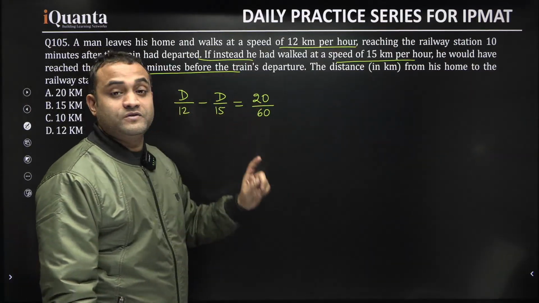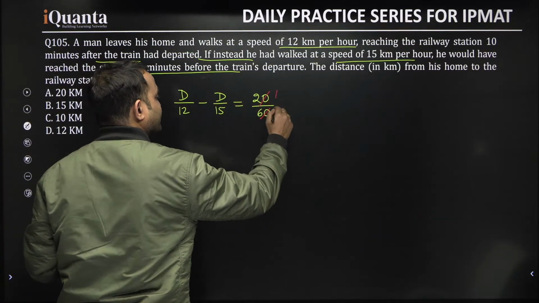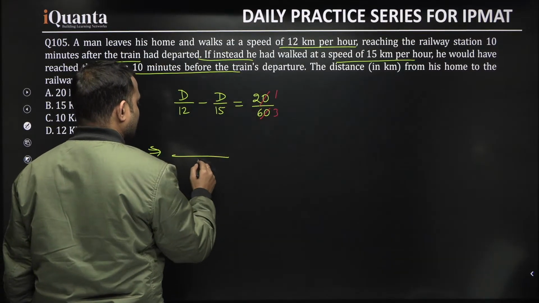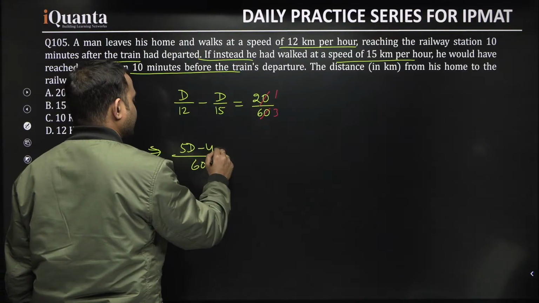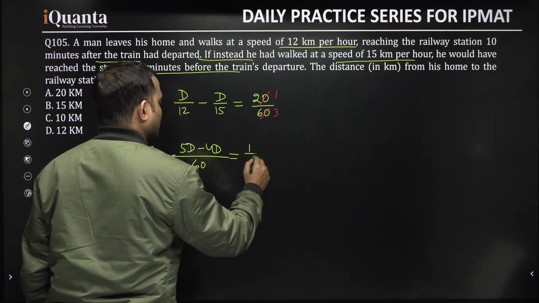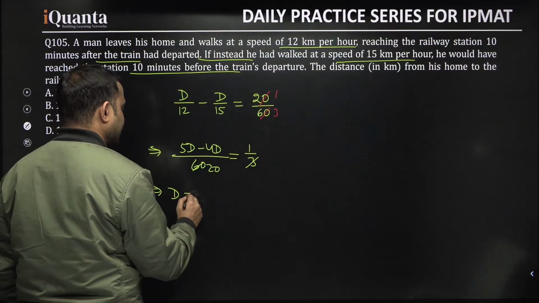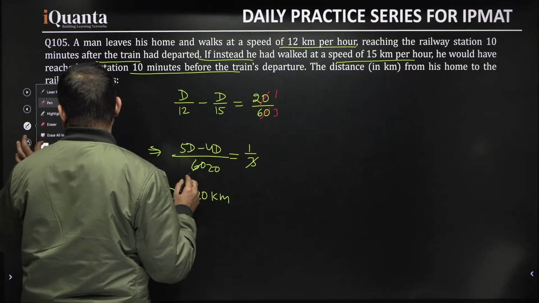The difference between these two times is 20 minutes, which is 1 by 3 hours. From there we can take LCM as 60. So 5d minus 4d is equal to 1 by 3, times 60, that is 20 times. We get d is equal to 20 kilometers. That is our answer.